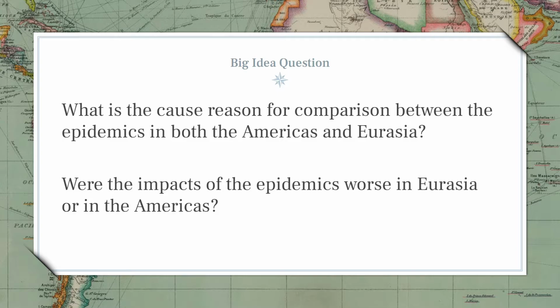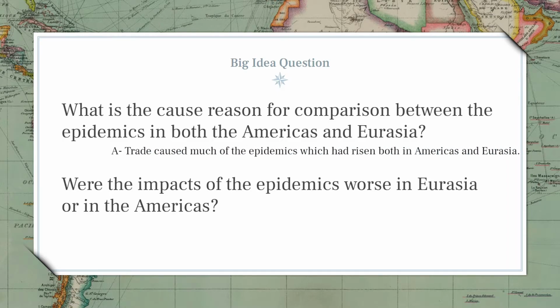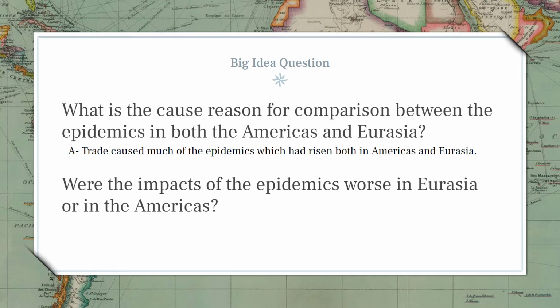Hello. A possible answer you could have had for the first question was the trading. The trading had caused much of the epidemics that had arisen in both the Americas and Eurasia. The second question is a completely ambiguous question. It is subjective to who is answering it. Our thesis had stated that the epidemics were equal in magnitude. But what do you believe?